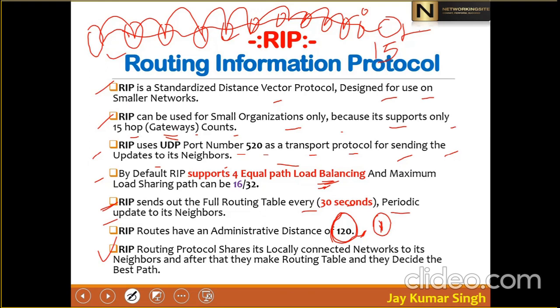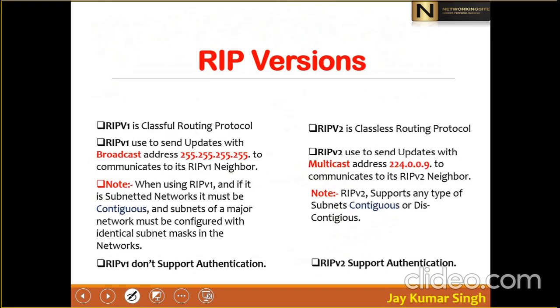Now, the RIP routing protocol shares its locally connected networks with its neighbors. Once they exchange this information, they create the routing table, and from that routing table they find the best path to reach the destination. Here RIP has two versions, version 1 and version 2. RIP version 1 is known as a classful routing protocol, and RIP version 2 is known as a classless routing protocol.